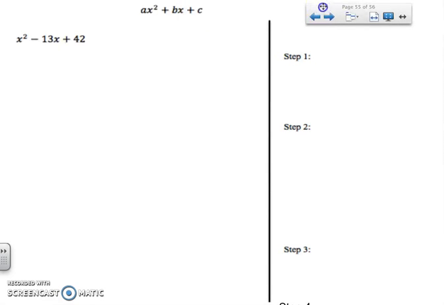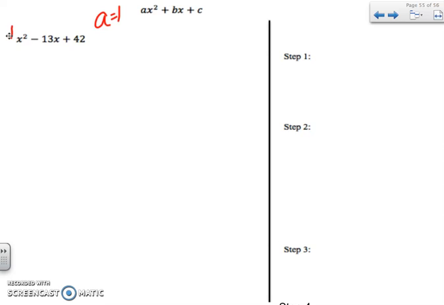So how is this problem different than what we just did? Notice that there is no number in front of this x squared. So these problems are called when your a is a 1, because if there's no number in front of that x squared, it's going to be a 1. Let's do this the long way and see if we can come up with a shortcut.